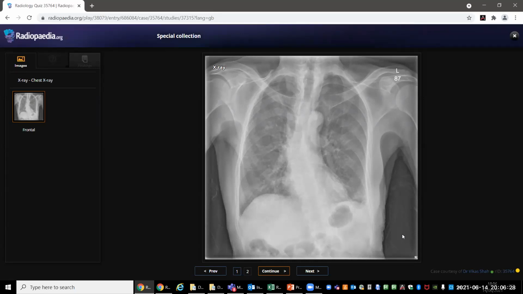I'll ask for the occupational history also, and would like to compare with any previous chest radiographs if available. There are no previous ones, and there's no relevant occupational history. Okay. So yes, I'll be thinking about interstitial lung diseases, and I'll suggest an HRCT for this patient for further evaluation, as this is the first presentation for the patient.